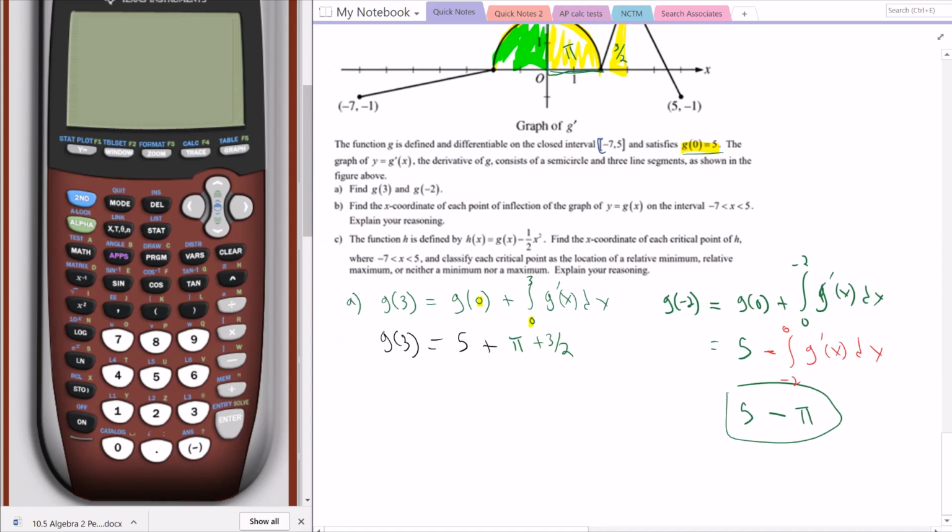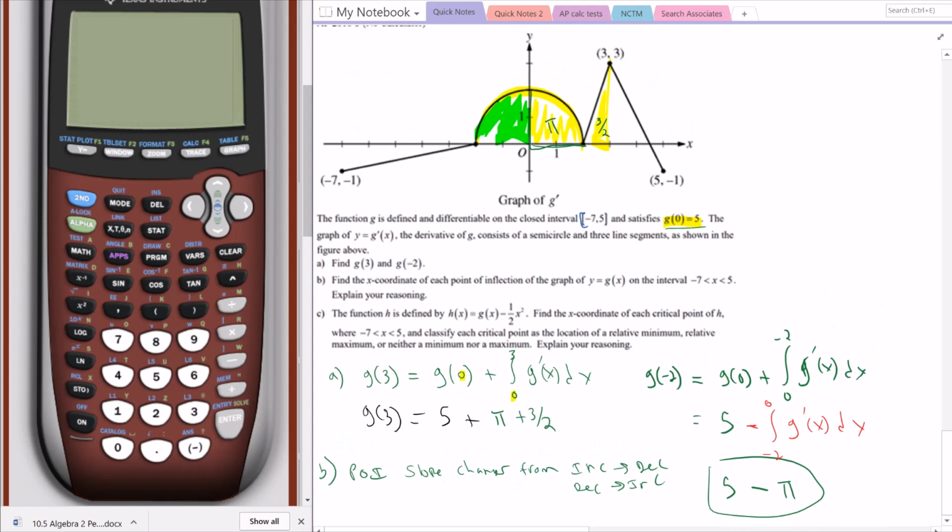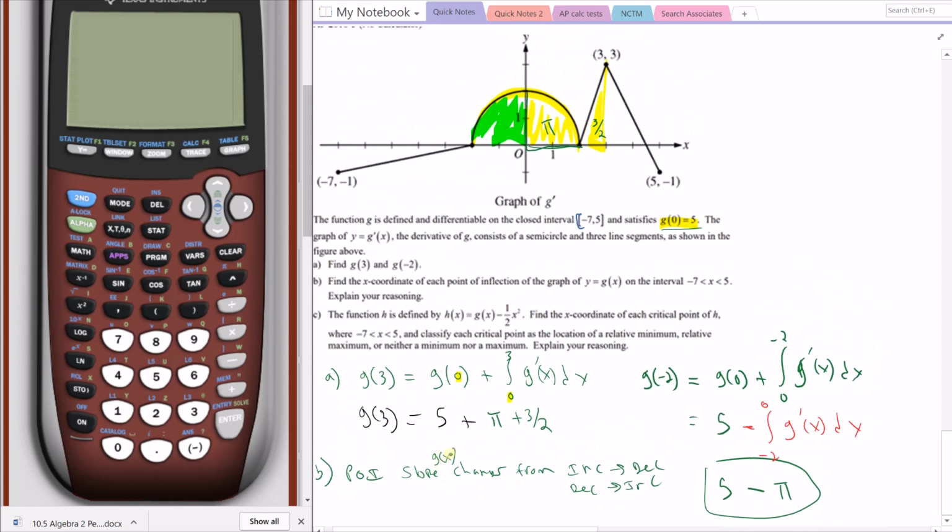Next one, B: find the x-coordinate of each point of inflection. Remember, a point of inflection is where the slope changes from increasing to decreasing or decreasing to increasing, right? So we're looking at this graph and we're asking, when does the slope of g of x change from increasing to decreasing or decreasing to increasing? And we're looking at g prime, which is the slope of g of x, right?